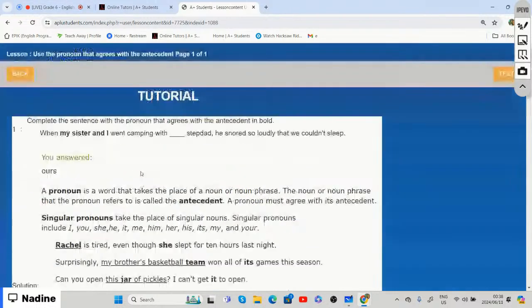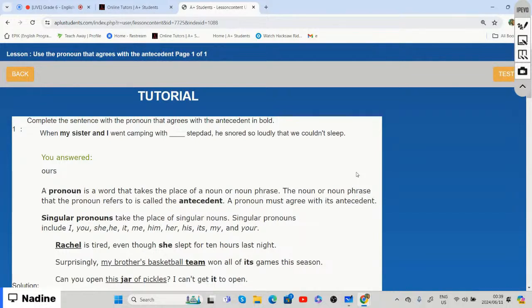So let's look at two activities and then go on to our test. It says, my sister and I went camping with our stepdad. He snored so loudly that we couldn't sleep. So, my sister and I went camping with our stepdad. He snored so loudly that we couldn't sleep.